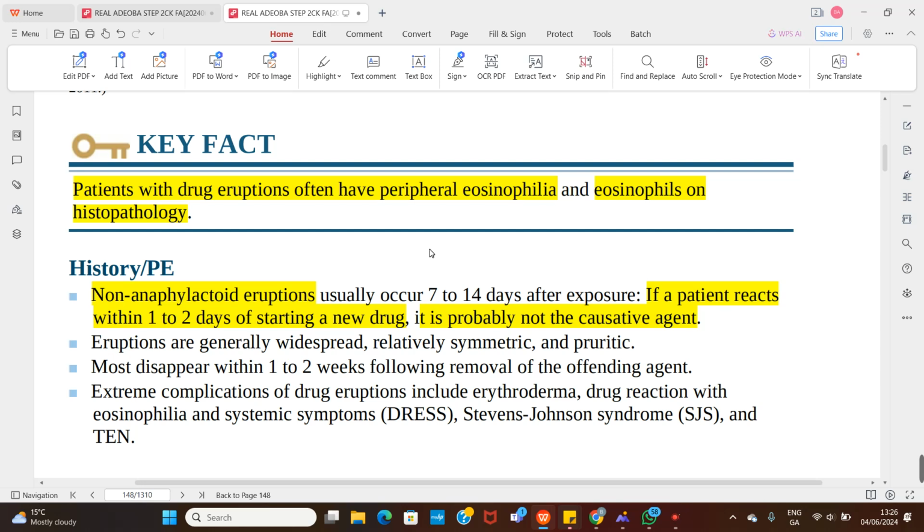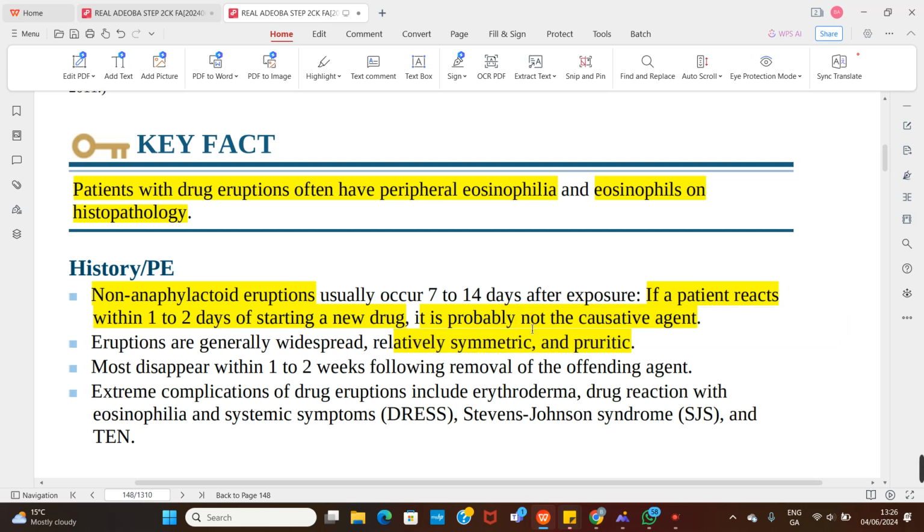They are pruritic, they are symmetric, and that means they affect both sides equally, right? And they are pruritic and widespread. So don't forget that they are pruritic, they are symmetric, and it is widespread because it's a systemic thing. So it has to be widespread.